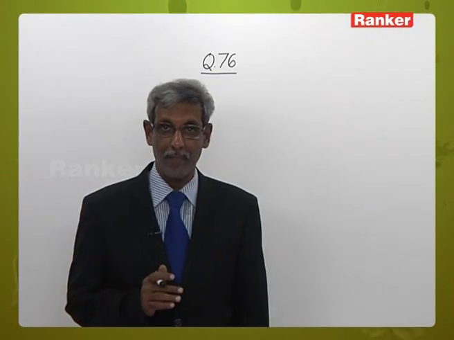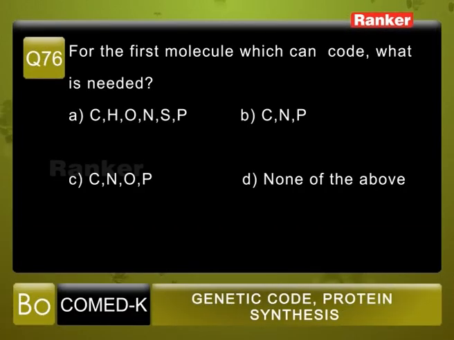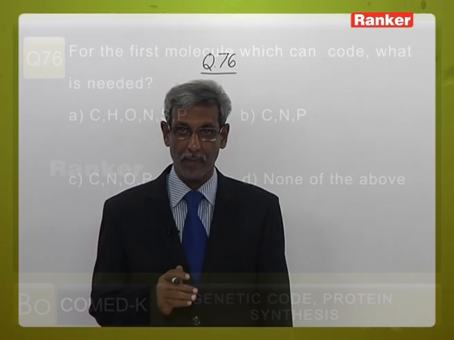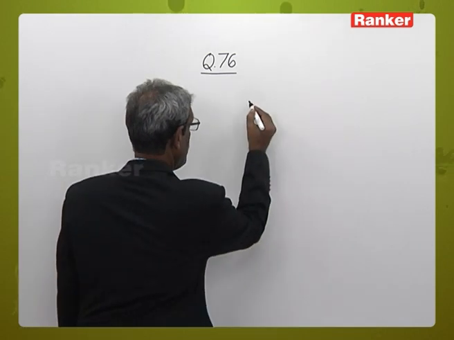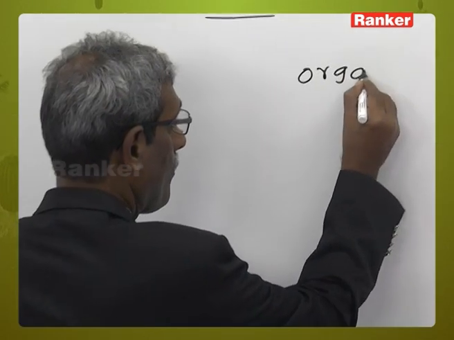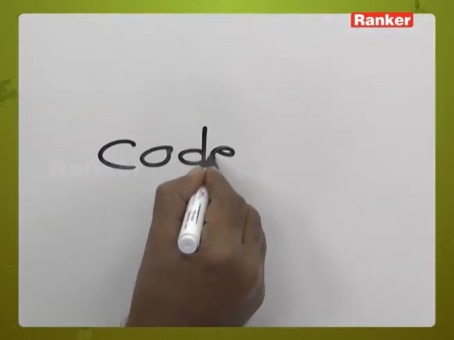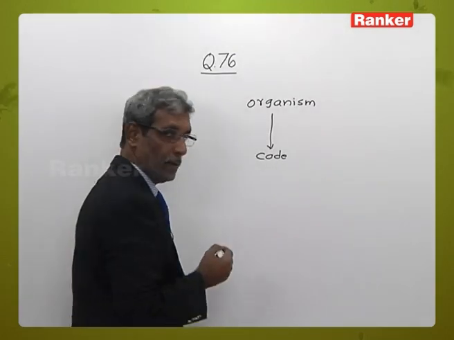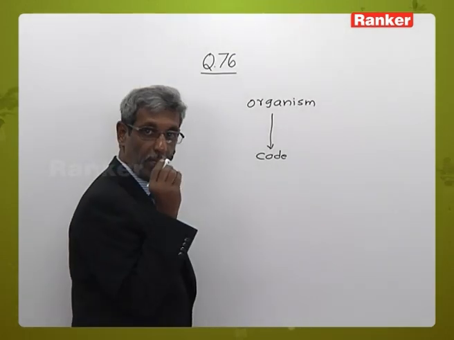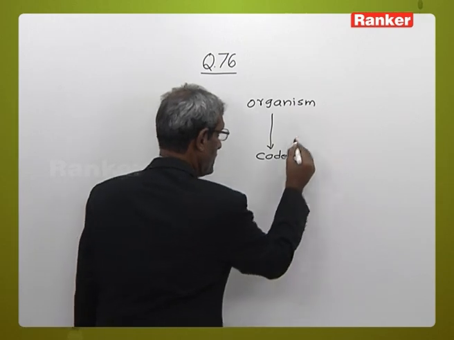Question number 76. For the first molecule which can code, what is needed? A, CHONSP, B, CN and P, C, CNOP, D, none of the above. Now, if we have an organism and the organism needs to code, the first molecule which the organism needs to have is its nucleic acid.